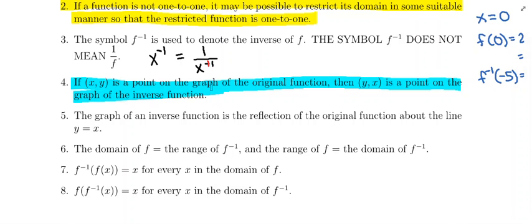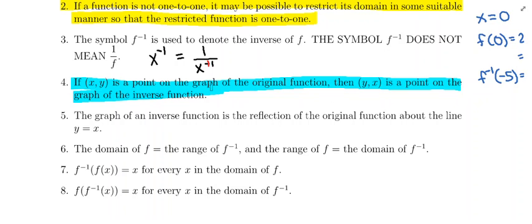Okay, so one more time, if you're looking at the graph of the original function f and the ordered pair (x, y) is a point on that graph, then if you do a switcheroo and you look at the point (y, x), that's going to be a point on the graph of the inverse function.